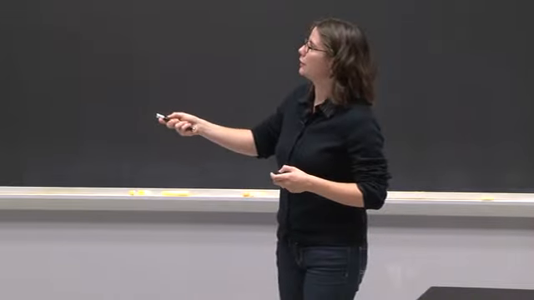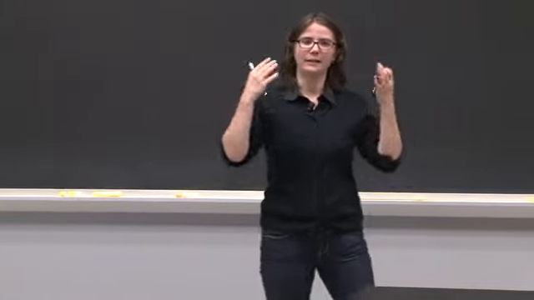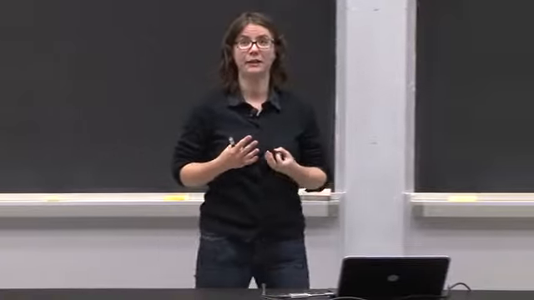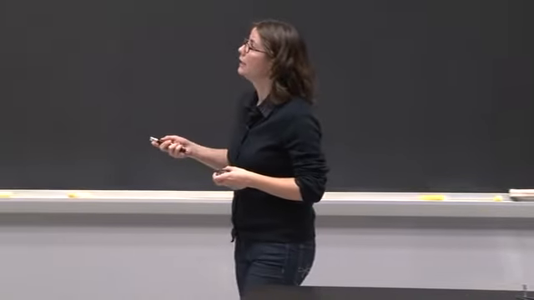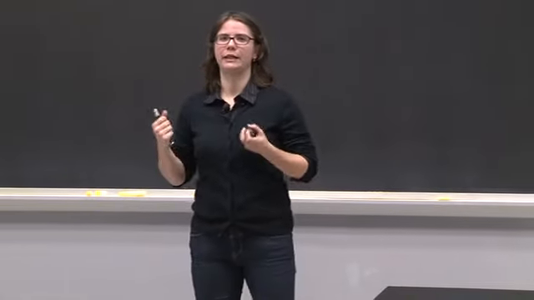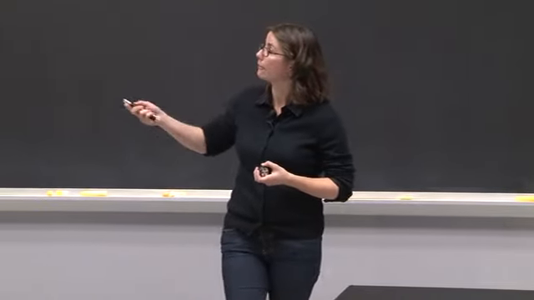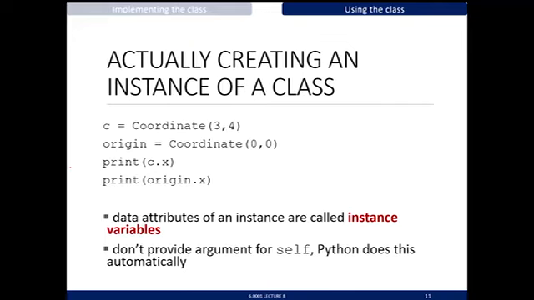So now we have a nice class. It's very simple, but we can start actually creating coordinate objects. When you create coordinate objects, you're creating instances of the class. So this line here, c is equal to Coordinate(3, 4), is going to call the init method with x equal to 3 and y equal to 4.